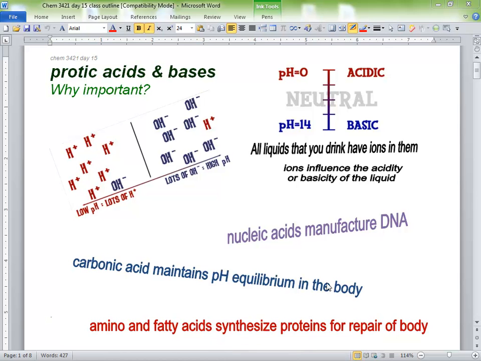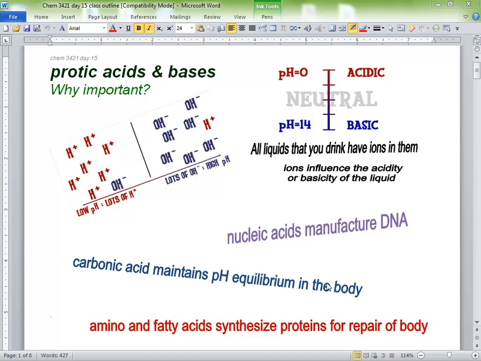Protic acids and bases. Okay. Protic just means proton, right? So that's the type of acid and base we're talking about. Kind of like the Bronsted-Lowry, if you remember those definitions in general chemistry. But acids and bases are all over the place, right?